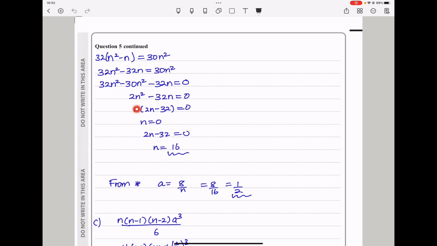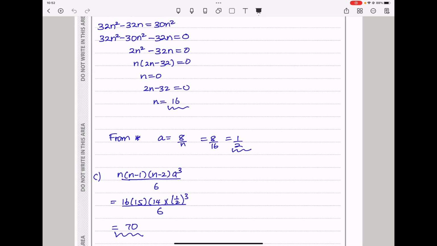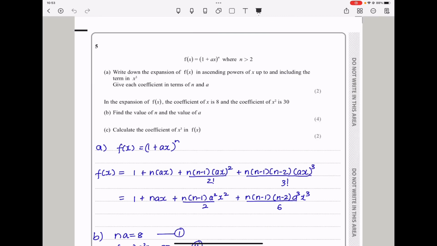And this is the same as n(2n - 32) = 0, where n is equal to 0, or 2n - 32 is 0, and n is equal to 16. So I get the value of n. The next part is for me to find the value of a. But from this equation star on the previous page, we know a is equal to 8 over n. So 8 divided by 16 gives me a half. That is the answer to part B.